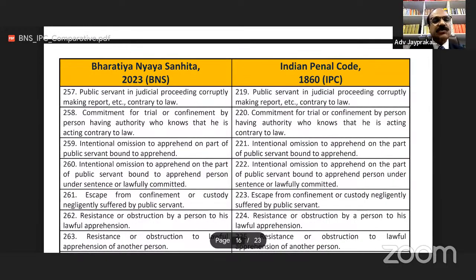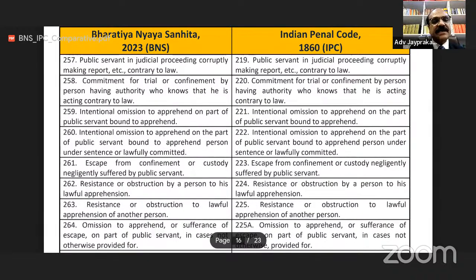BNS section 256, public servant framing incorrect record or writing with intent to save person from punishment or property from forfeiture. Earlier section was IPC 218. BNS section 257, public servant in judicial proceedings corruptly making report, etc., contrary to law. Earlier section was IPC 219. Section 258 of BNS, commitment for trial or confinement by person having authority who knows that he is acting contrary to law.